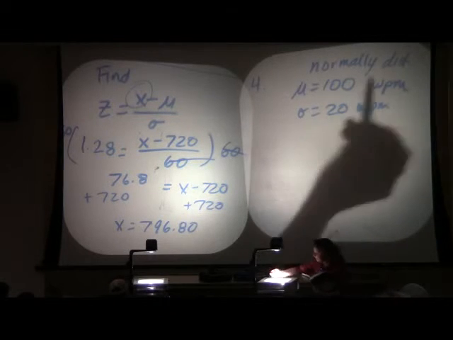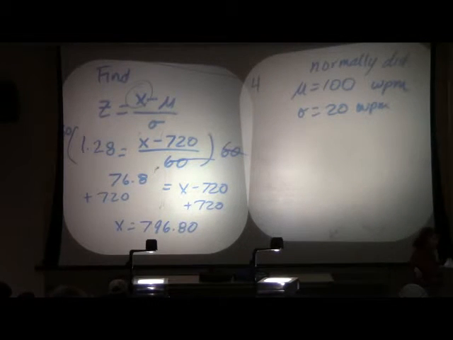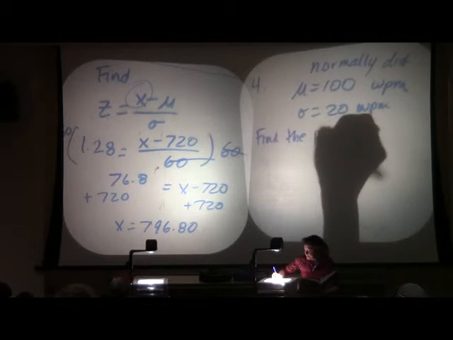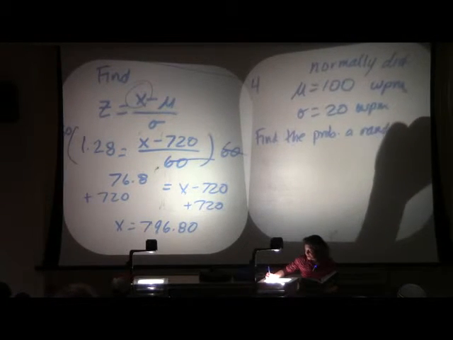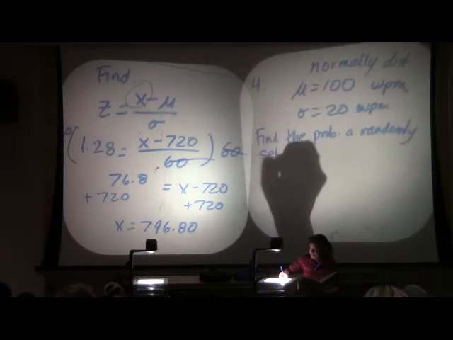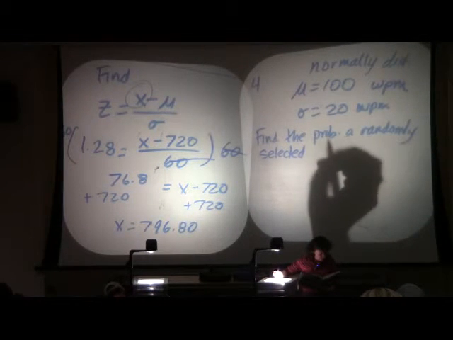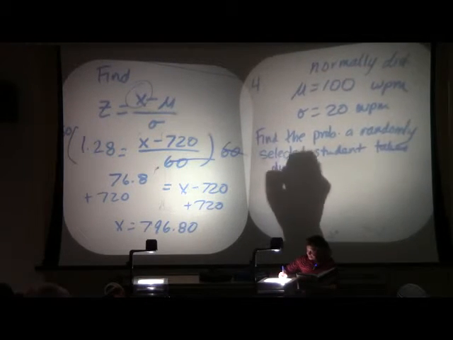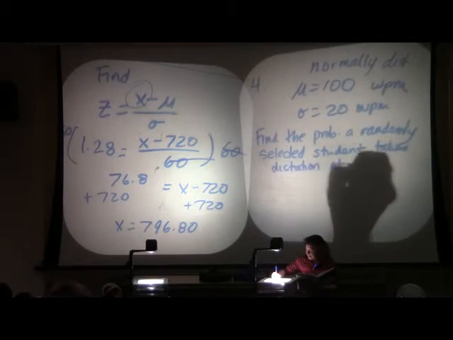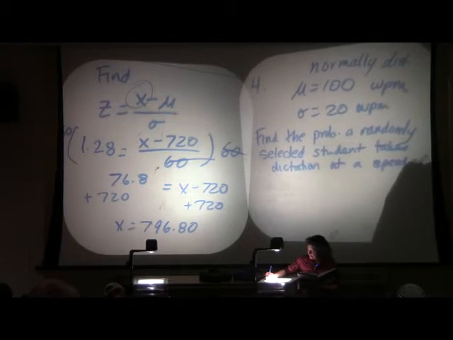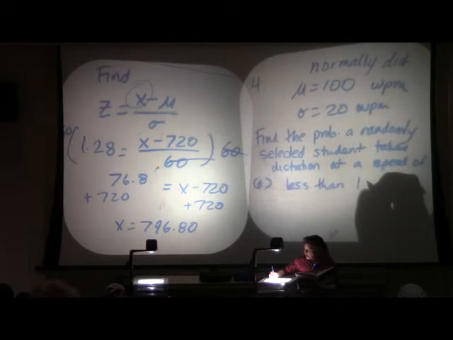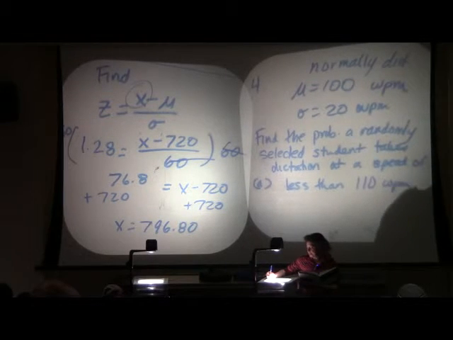All right, so we're given that it's normally distributed, we were given our average, and we were given our standard deviation. So let's find the probability, still in the previous question, that a randomly selected student takes dictation at a speed of, how about less than 110 words per minute?